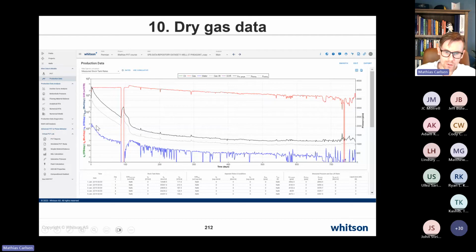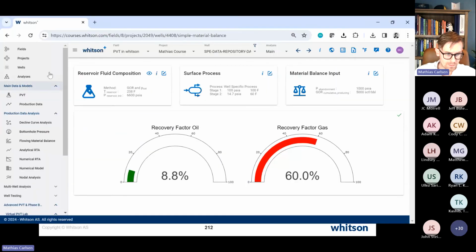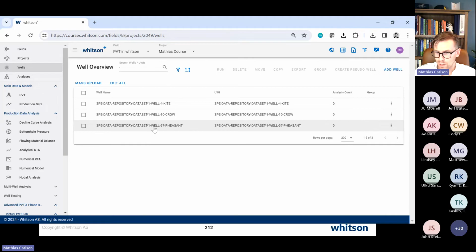So the other thing we're going to do now is we're going to flip to a dry gas well. That's this pheasant well right here.